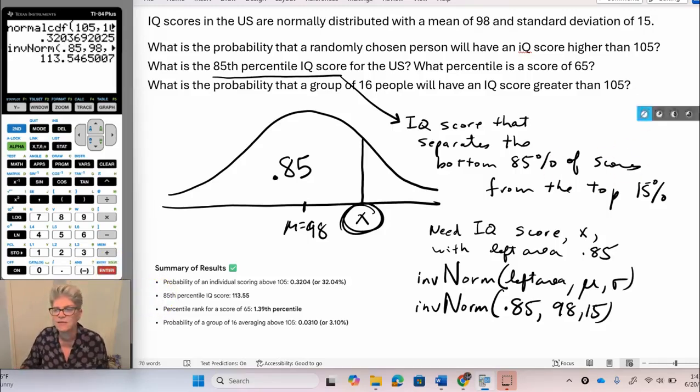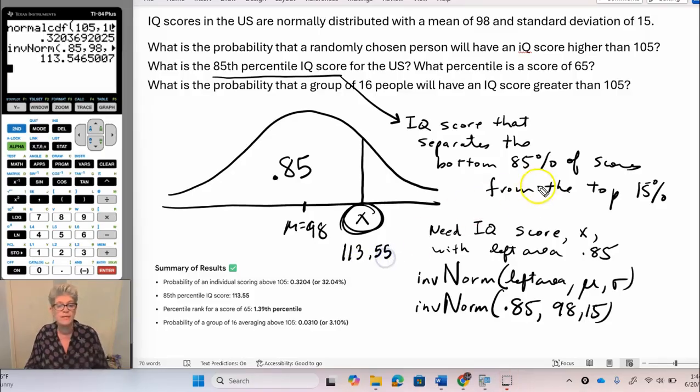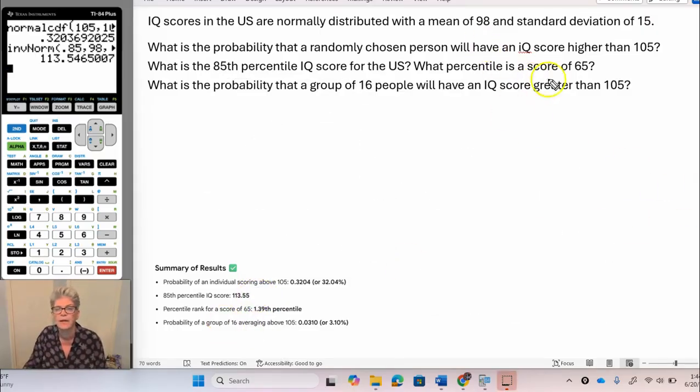So if I take this IQ score to 2 decimal places, then an IQ score of 113.55 would be considered a score that's the 85th percentile. Okay, and so that does check with our answer there. Okay. What percentile is a score of 65?